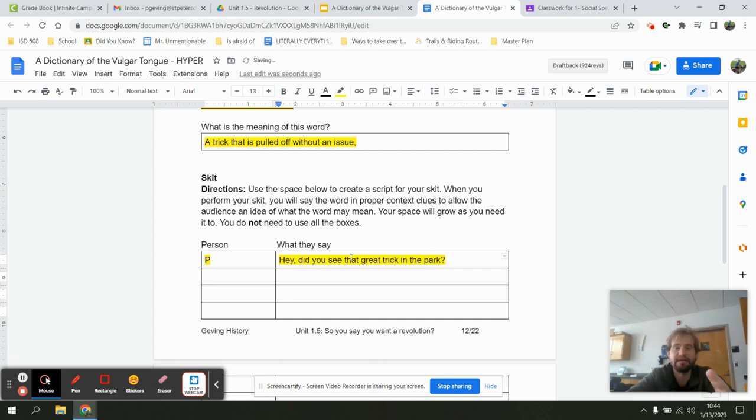I need to set up the context of where this is taking place. Because if I said, hey, did you see the butter? Maybe we're at a restaurant. Maybe we're in a grocery store. Maybe we're doing a cool trick. It's hard to tell. It's not providing enough context.